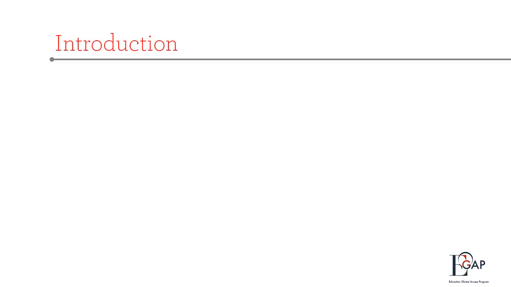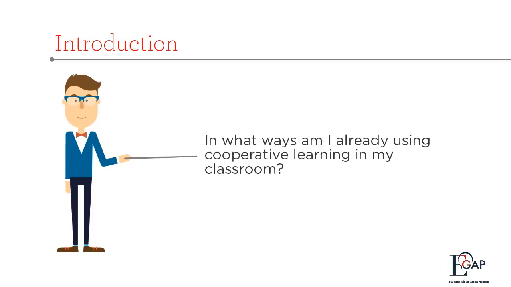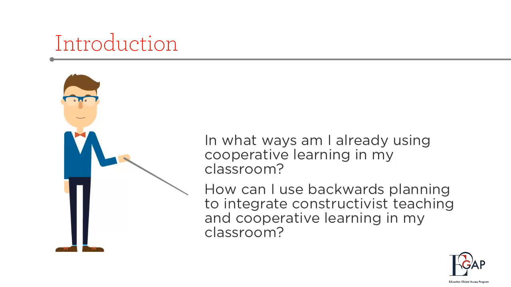You have just read about cooperative and collaborative learning, as well as backwards planning. As you watch this video, keep the following questions in the back of your mind. In what ways am I already using cooperative learning in my classroom? How can I use backwards planning to integrate constructivist teaching and cooperative learning in my classroom?